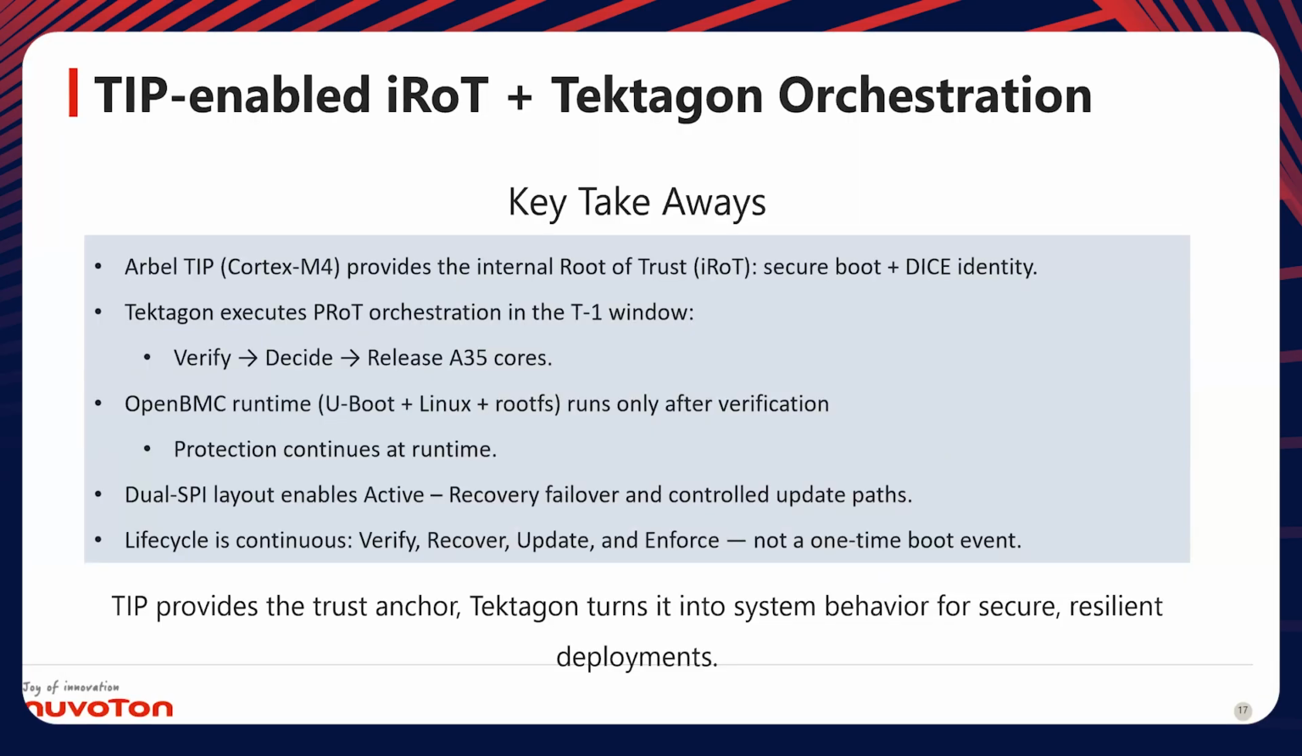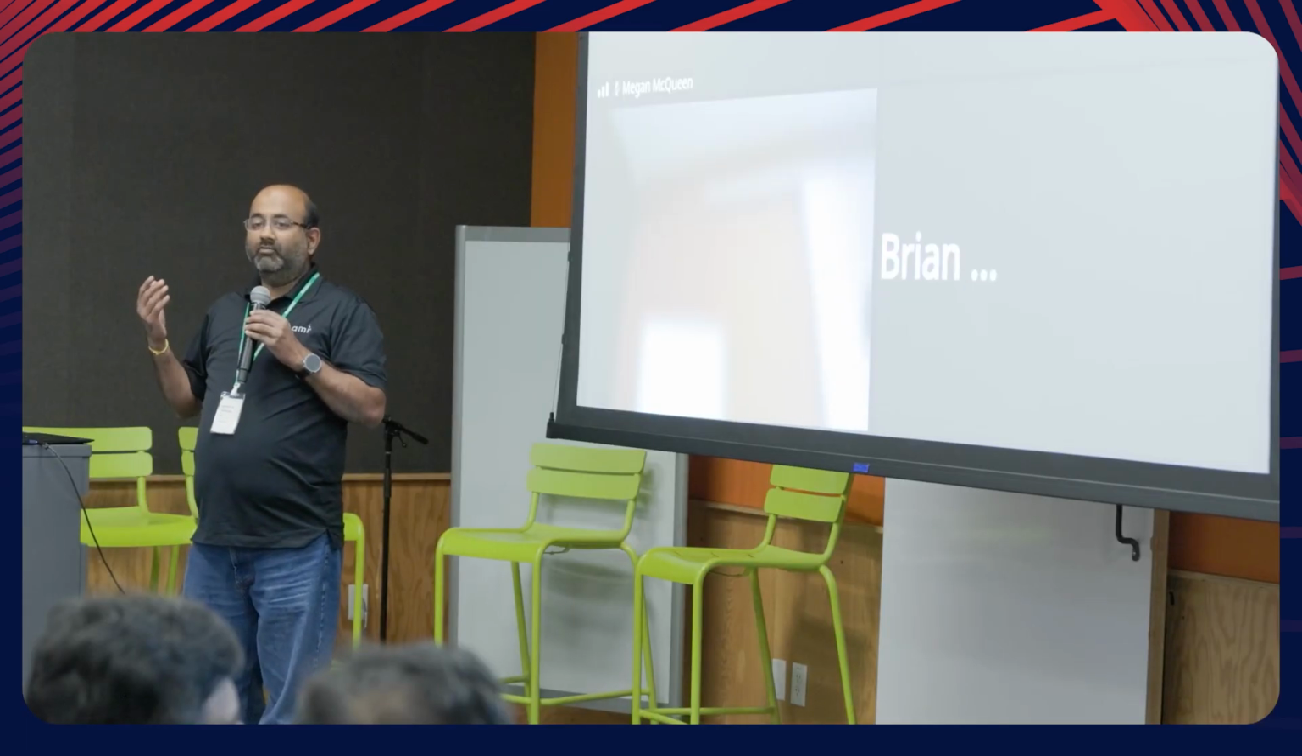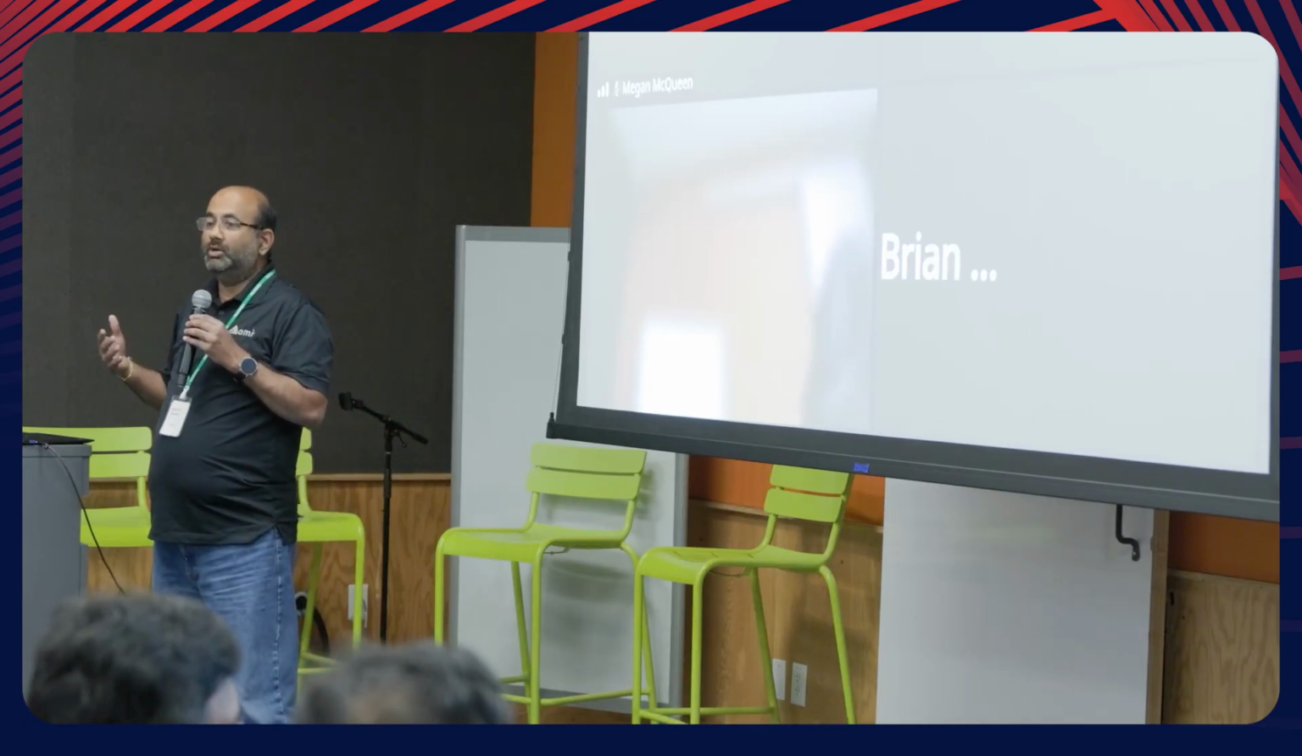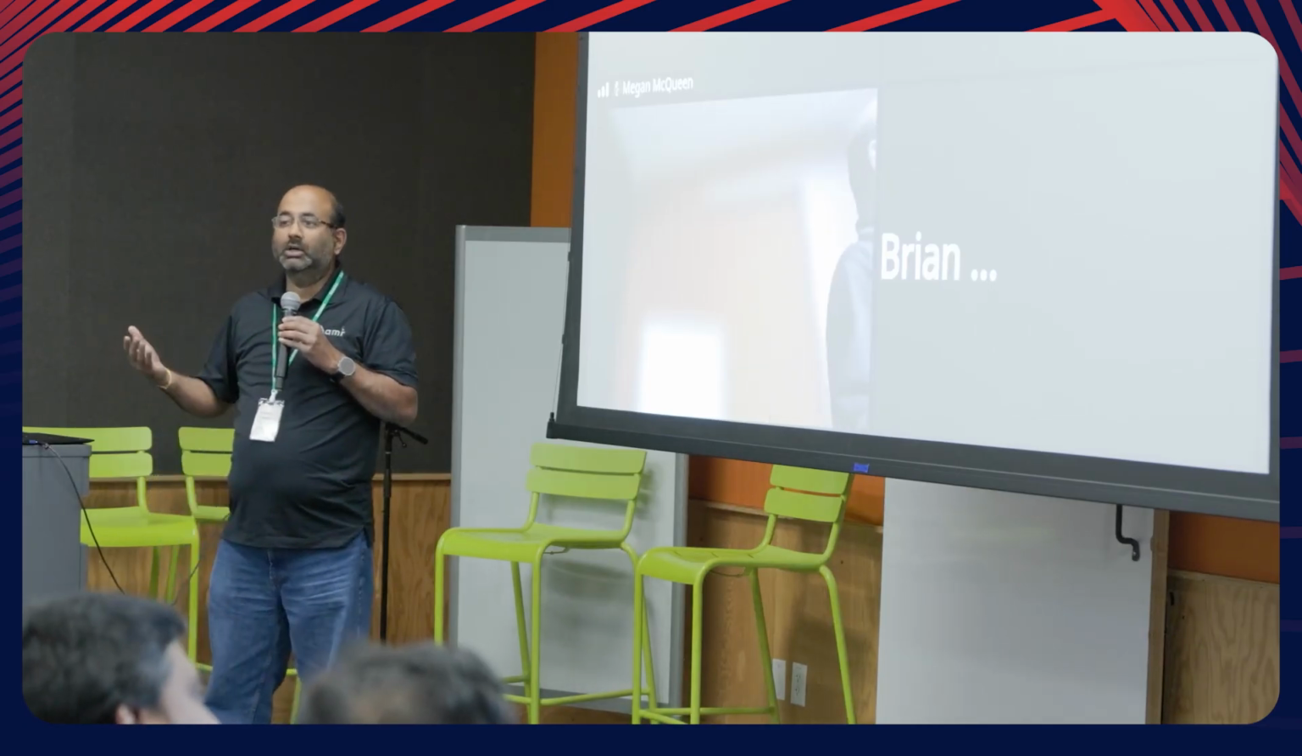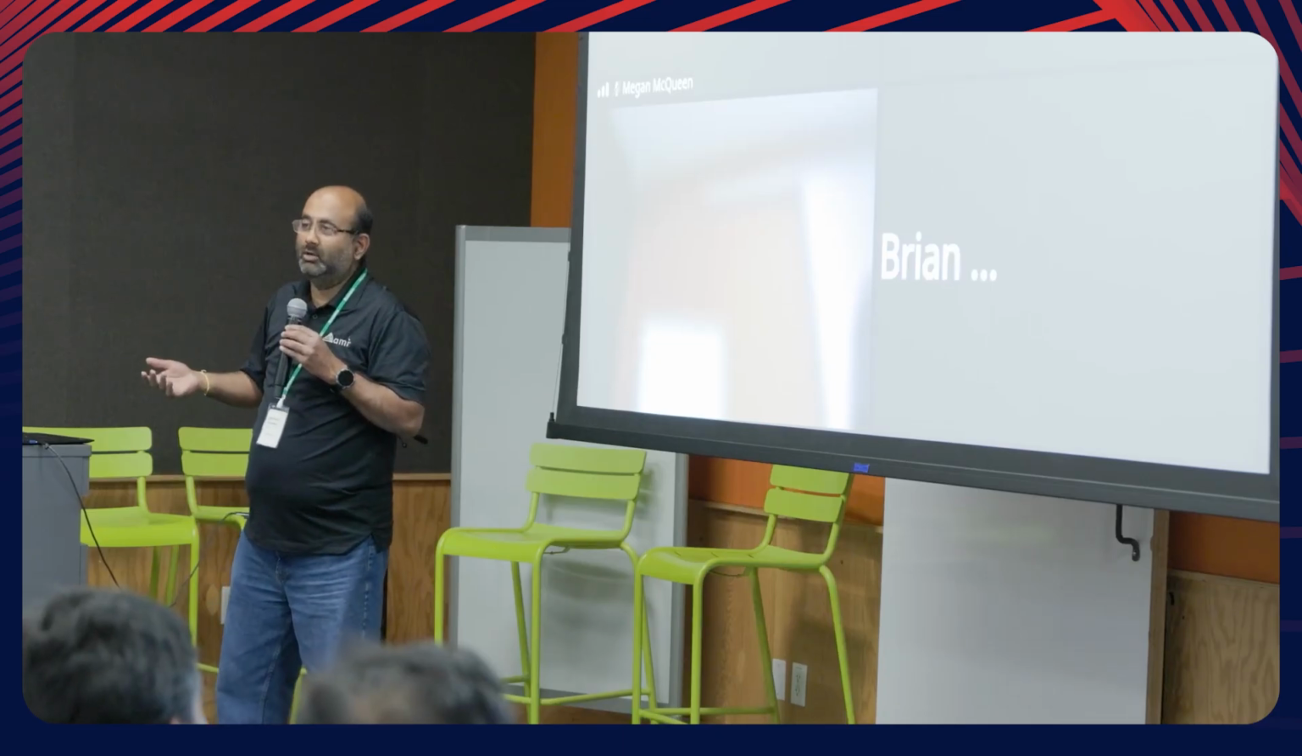So what are the key takeaways? Arbel TIP is basically a silicon root of trust. Tectagon provides the orchestration layer on top of it. It does the platform life cycle: verify, decide if it's valid, and release the A535 cores. It provides a continuous life cycle for the firmware that is being executed. And we are also planning on supporting Caliptra 2.1 MCU in all the new silicons that will be supporting those.